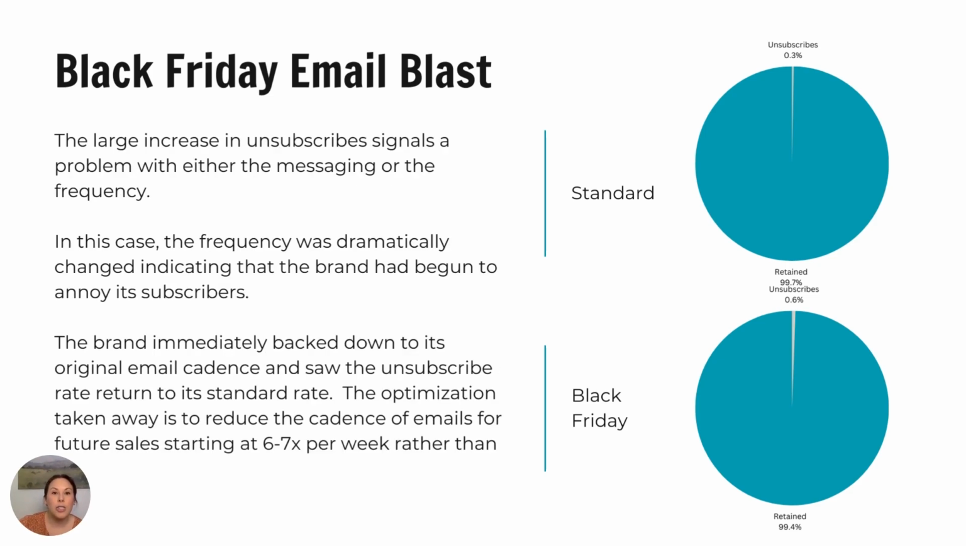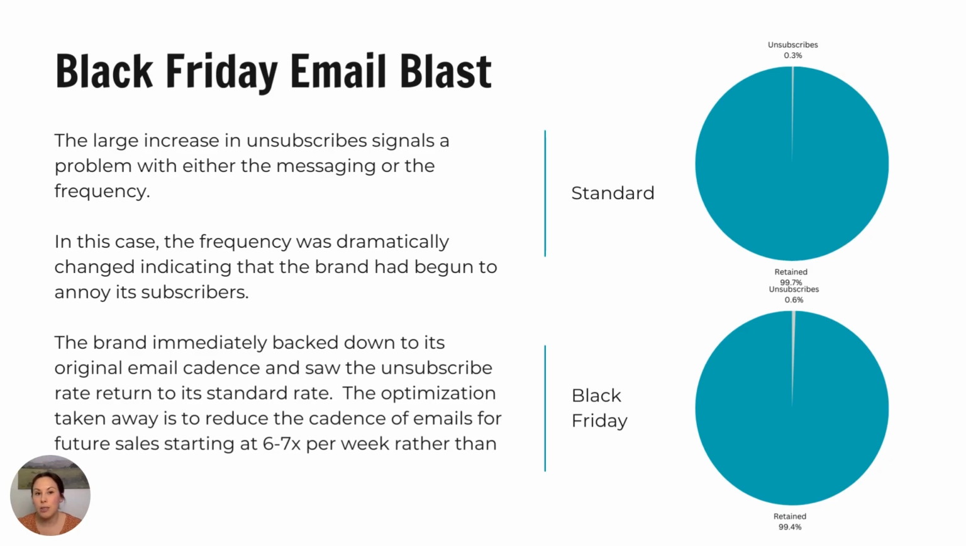The large increase in unsubscribes signaled to us that the problem was either the messaging or the frequency. In this case, what we changed was the frequency. We changed it pretty dramatically too, and the brand had begun to annoy its subscribers. You'll see here that the annoying of the subscribers is what the brand is able to extrapolate by looking at the change in the data point. Not unlike the pounds example that we talked about earlier in the deck.